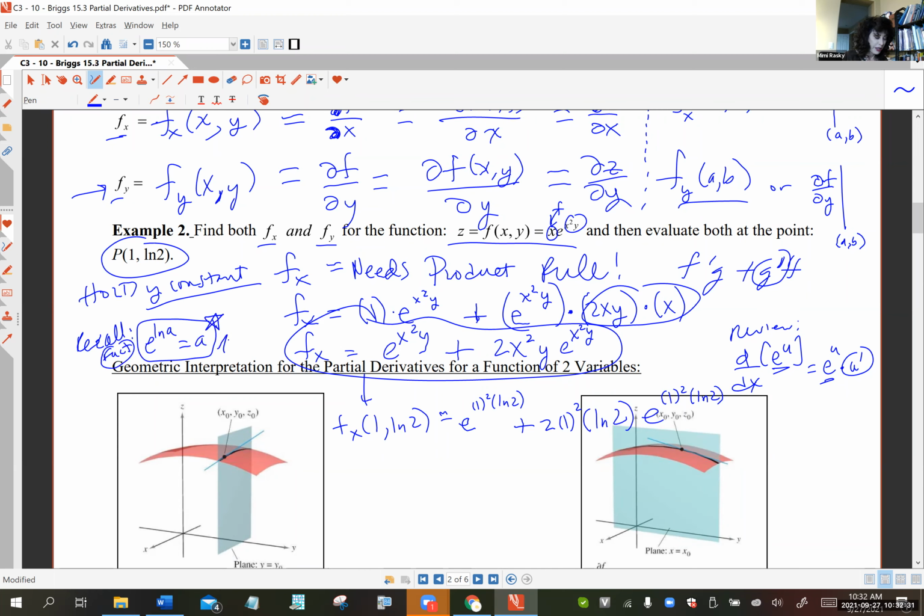I'll put stars by it. So what is e to the ln 2 simplify to? 2. Good, very good. So this is going to be a 2, and so then 2 times 2 is 4. And so when I evaluate that first partial at the point with coordinates (1, ln 2), I get this weird number, 2 plus 4 ln 2. Okay, that's just a nice number. It's not bad. Brilliant.